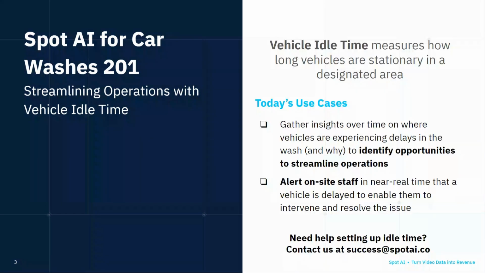Vehicle idle time uses Spot AI's vehicle detection intelligence to measure and report on how long vehicles are stationary in a designated area. We can use this information to gather insights over time on where vehicles are experiencing delays in the wash to identify opportunities to streamline operations. We can also alert on-site staff in near real time that a vehicle is delayed to enable them to intervene and resolve the issue. You'll need a pro license to use vehicle idle time. If you don't have one, reach out to your customer success manager or account executive to set up a free trial. Your customer success manager is also happy to walk through setting up your insights together.